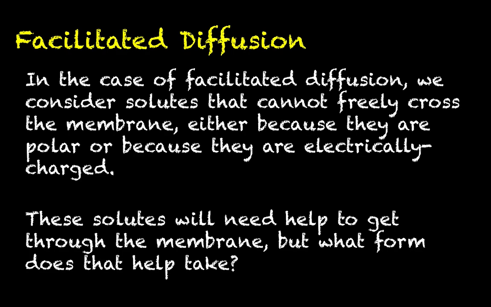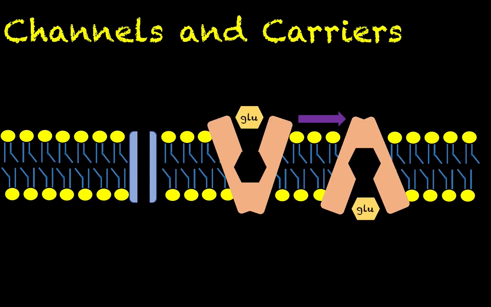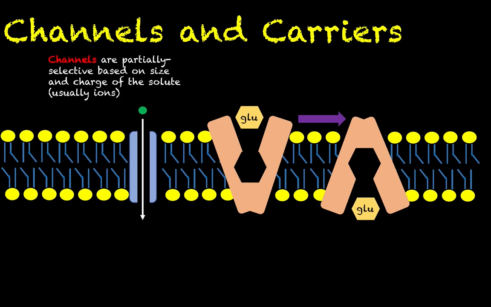But the question is, what is the actual molecular form that this assistance takes? So, the answer is channels and carriers, two different types of integral membrane proteins. So channels are partially selective based on the size and charge of the solute, and as such, channel proteins are usually always going to be transporting electrically charged ions. We saw an example of this in a previous video. This ion channel produces a water-filled channel through which the ions can move and avoid having to interact with the hydrophobic tails of the phospholipid bilayer.